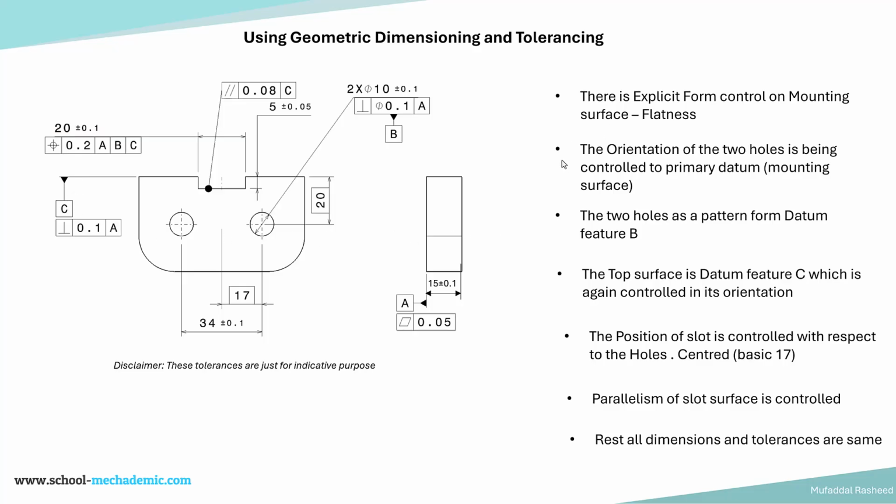So there is explicit form control on the mounting surface through flatness. That is the first point. Second, the orientation of the two holes is being controlled with respect to the primary datum feature. The two holes as a pattern are datum feature B. The top surface is datum feature C, which is again controlled in its orientation, which is this. The position of the slot is controlled with respect to the holes.